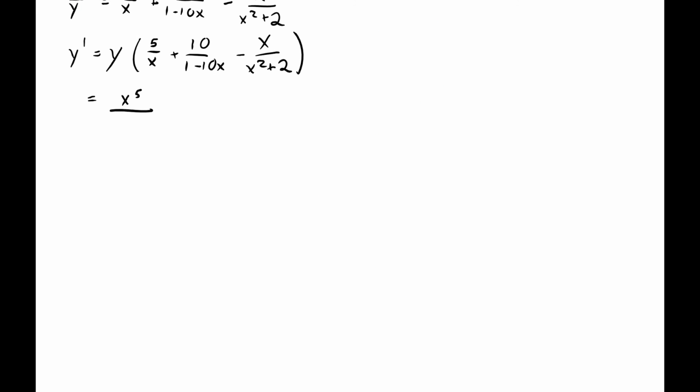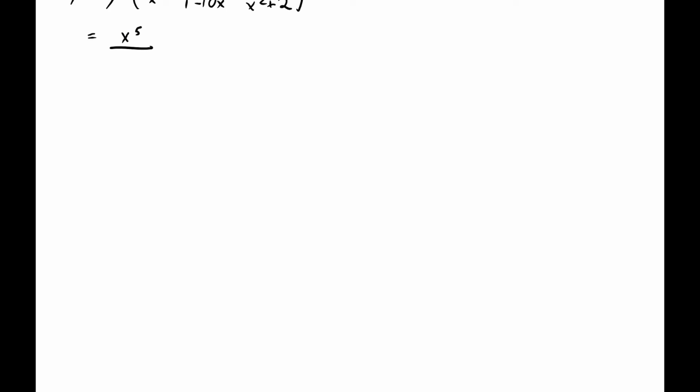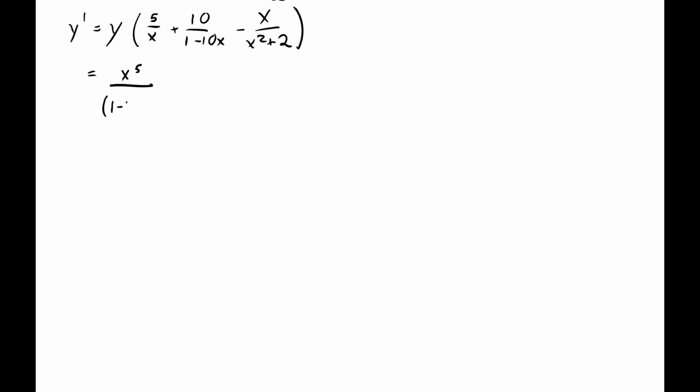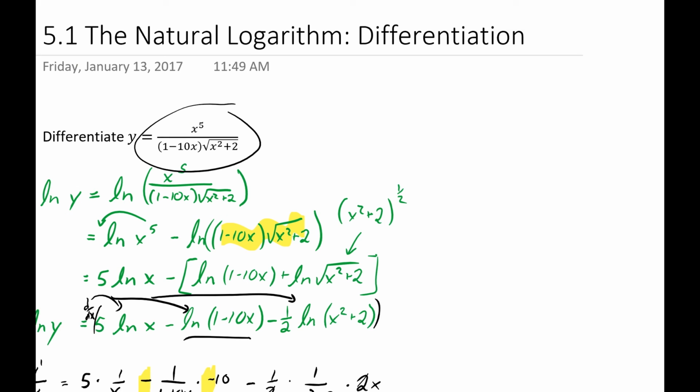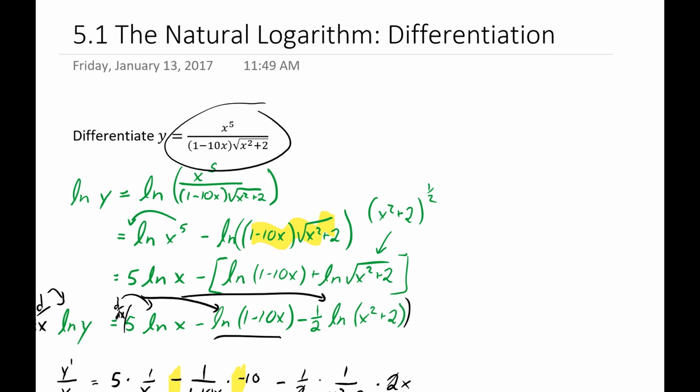That is x to the 5th over 1 minus 10x times the square root of x squared plus 2, times that derivative we found one step above. And that right there is the derivative of our function up here.